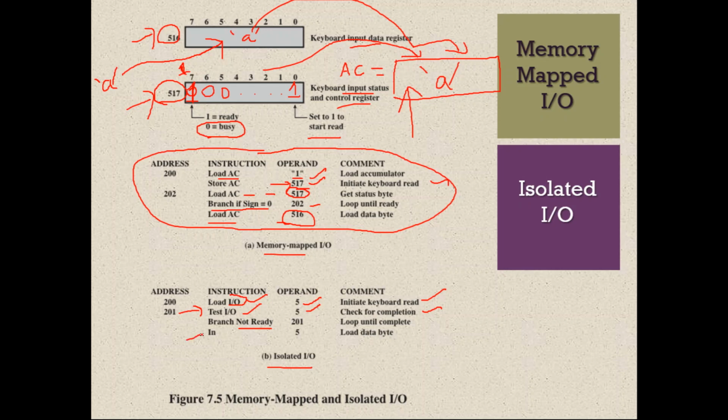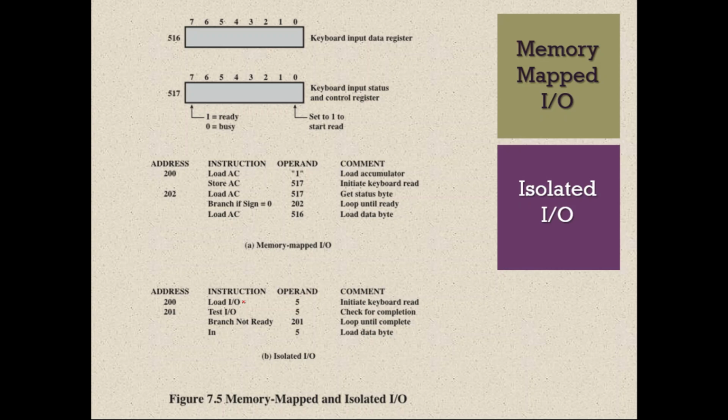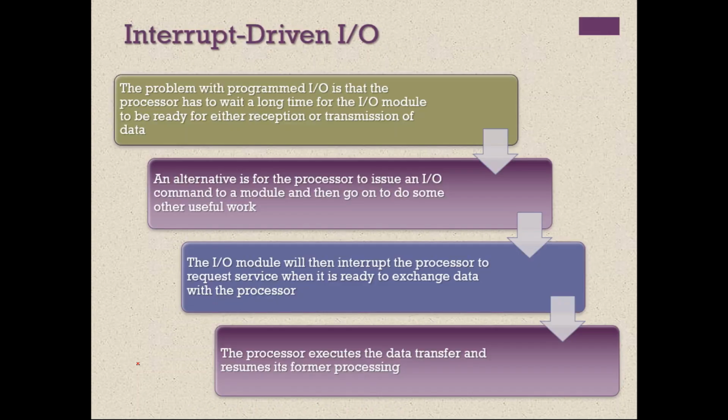If it is ready, then the last instruction will execute, which means load data byte. Here the load is an IO load, whereas the earlier one was a memory load. So load the particular data byte from this particular device; 5 represents the keyboard. The difference between the two is that here, from the instruction itself, we can understand that this is an operation connected with IO, because the term IO appears in it. Load IO, test IO: with this itself we can differentiate, and there are different codes for different IO devices, right? So this is how we program memory mapped IO devices and isolated IO devices.